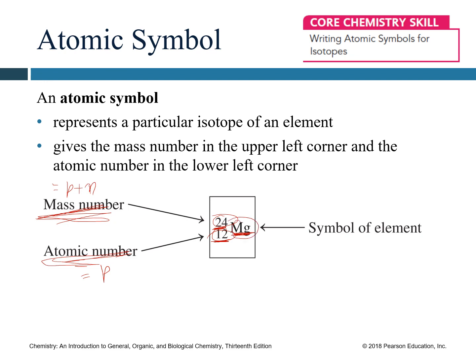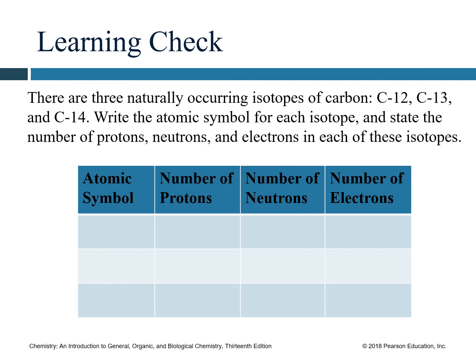For instance, a question like this: there are 3 naturally occurring isotopes of carbon, carbon 12, 13, and carbon 14. Write the atomic symbol for each isotope and state the number of protons, neutrons, and electrons in each of these isotopes.